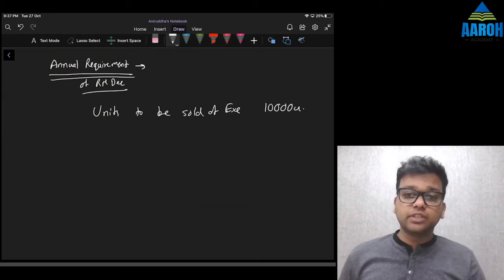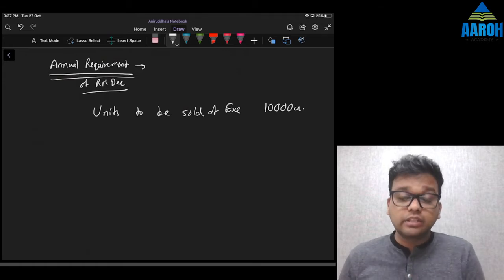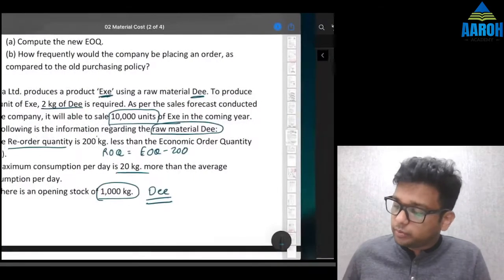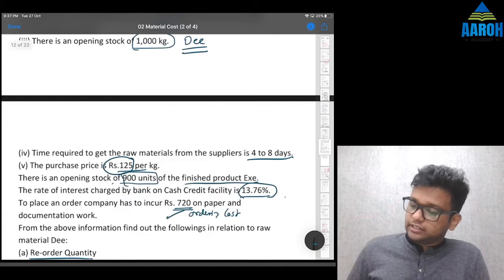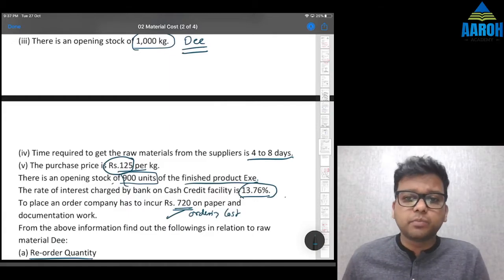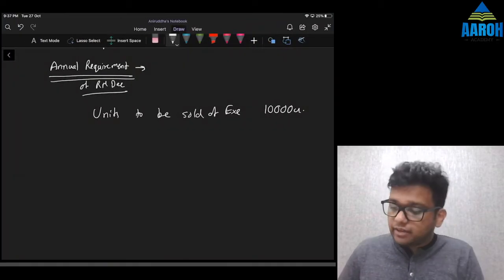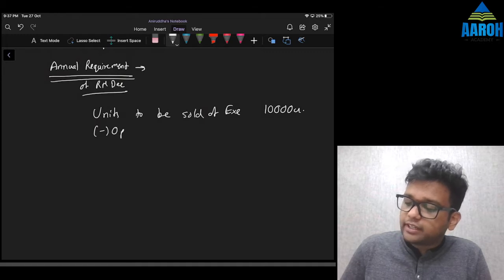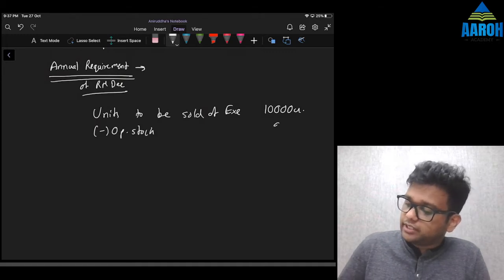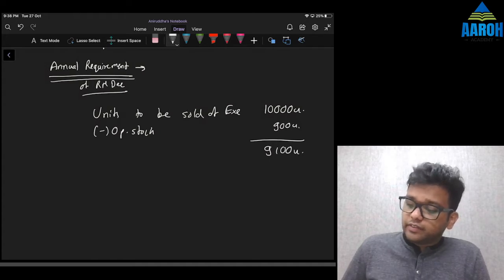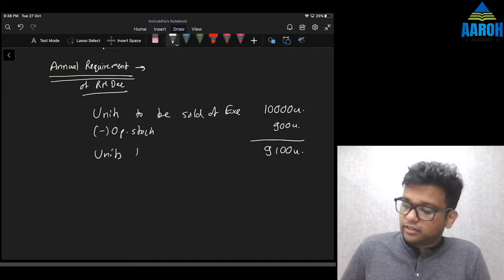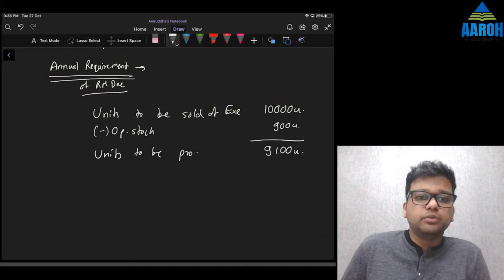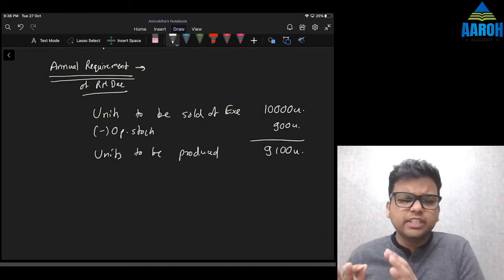But of those 10,000, we will not have to produce the entire 10,000. Why? Because we already have some in opening stock. Understand? There is an opening stock of 900 units of finished product X. That means we already have some in opening stock. So if we deduct that opening stock of 900 units, we get 9,100 units, which is units to be produced. These many units you have to make.